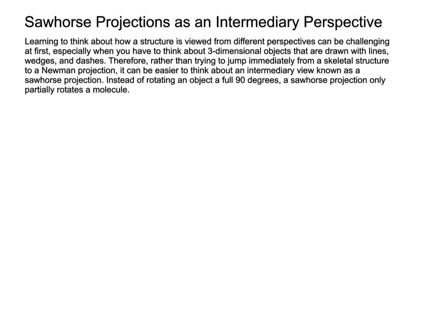Learning how to think about how a structure is viewed from different perspectives can be challenging at first, especially when you have to think about 3D objects that are drawn with lines, wedges, and dashes. Therefore, rather than trying to jump immediately from a skeletal structure to a Newman projection, it can be easier to think about an intermediary view known as a Sawhorse projection. Instead of rotating an object a full 90 degrees to get to the Newman projection, a Sawhorse projection only partially rotates a molecule.